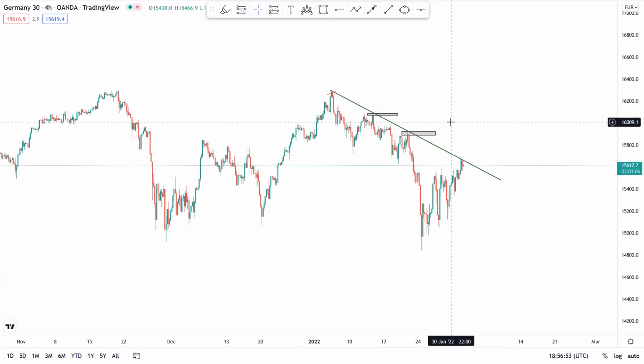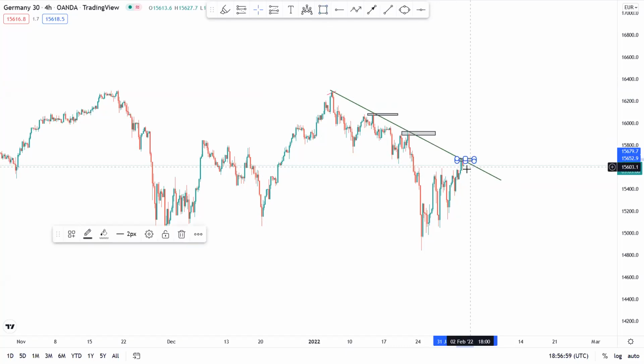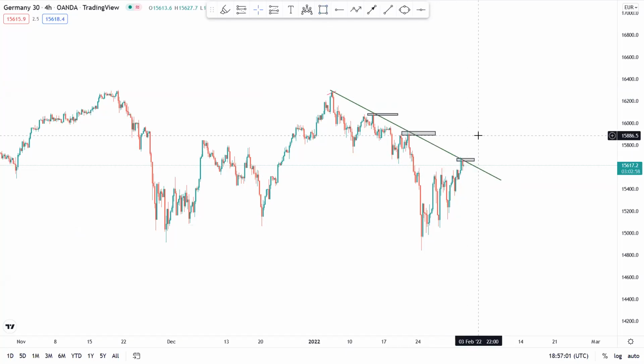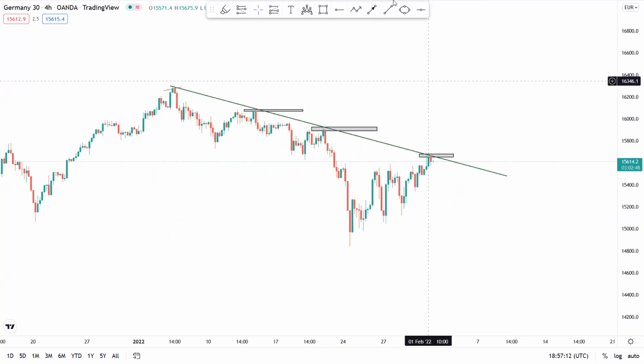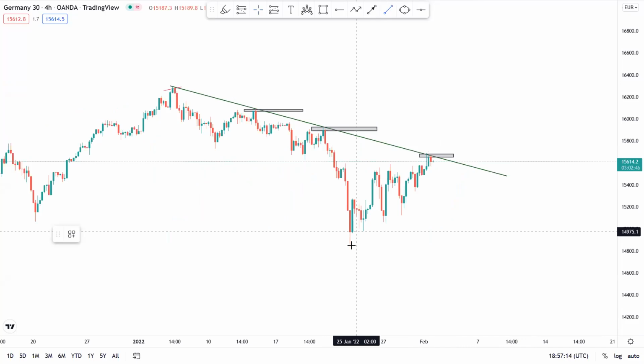It came back again, touched it for the fourth time. Remember, the more it touches, the weaker it gets. So there's a high possibility of the market breaking it this time around. But it breaks out, retests, pushes to the top. There's no other way. There's no other way. So I'm going to do another one in the bottom here.